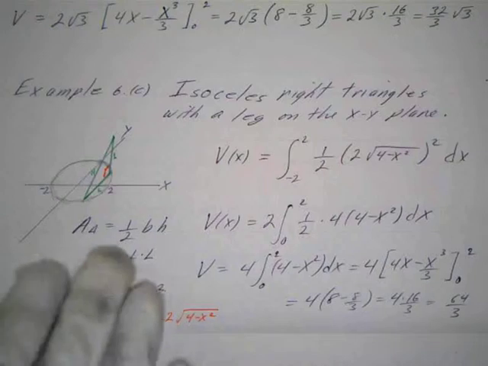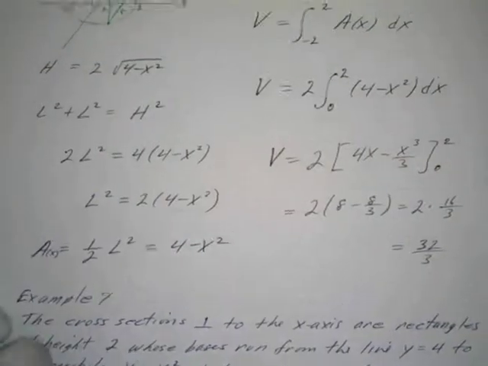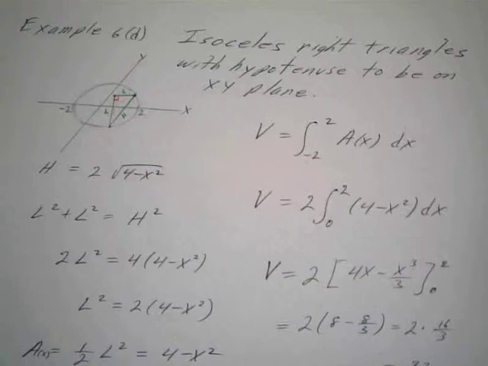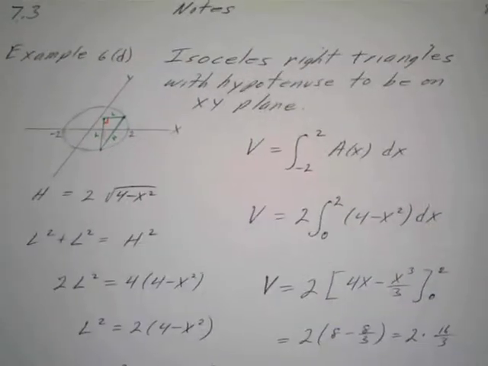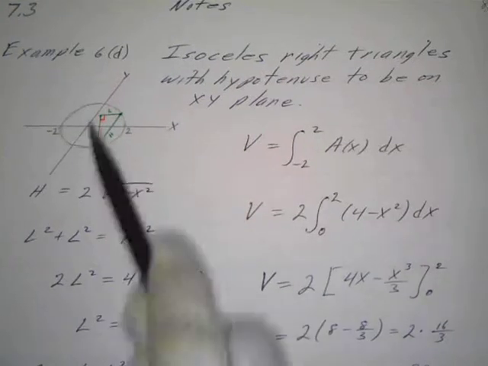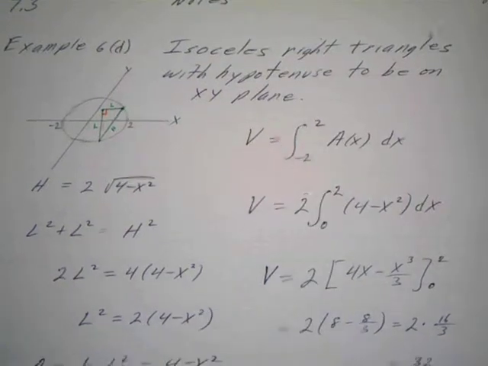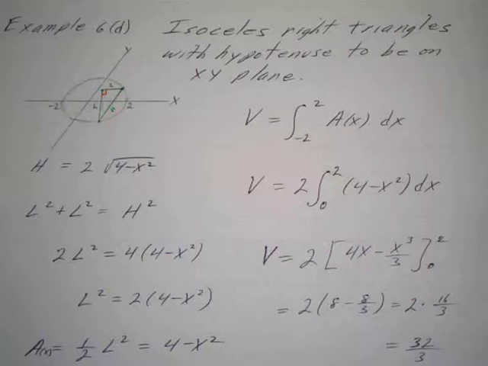So this will be example 6D. So we're really going to get our money's worth out of example 6. Okay? So this is 6D. And this is an isosceles right triangle with the hypotenuse on the xy plane. Okay? So again, this is our basic setup, the area. So I've got to figure out the area. So how am I going to figure out this?